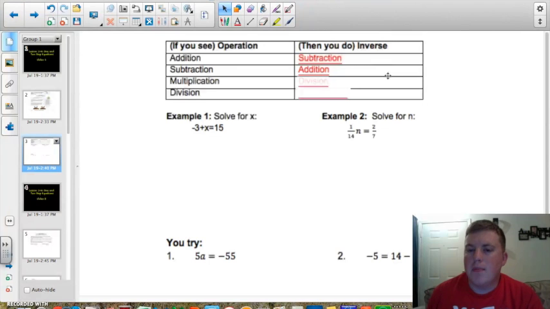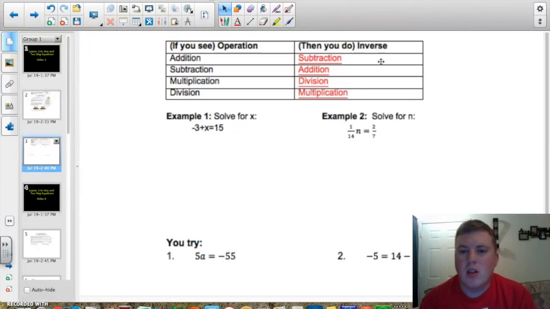Multiplication is undone by division, and division is undone by multiplication. Alright, so as long as you can remember those 4, solving equations should be a breeze for you guys. We always want to do the opposite of what we see. So for example 1, we have -3 plus x equals 15.